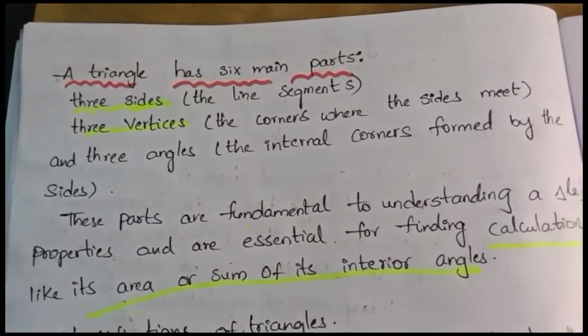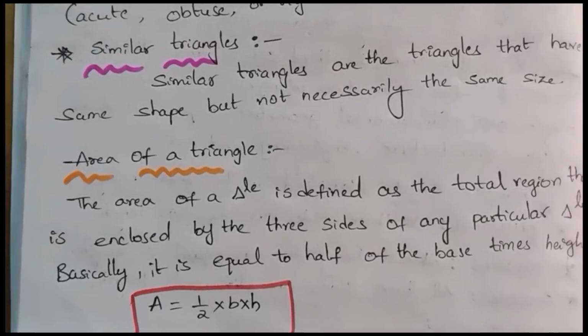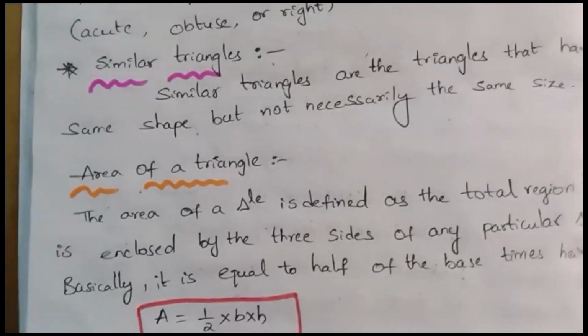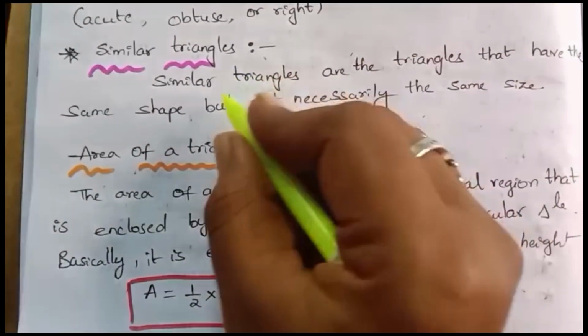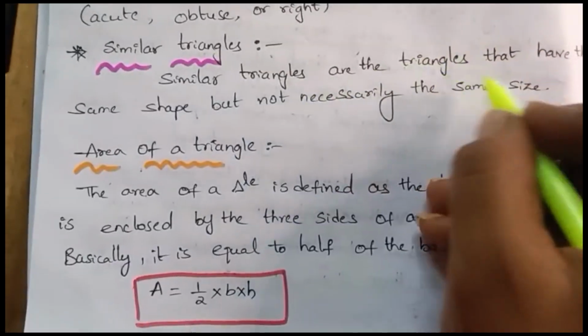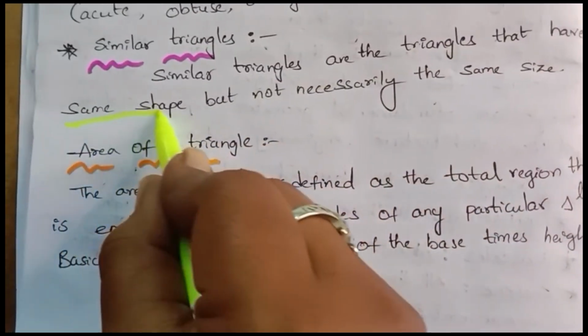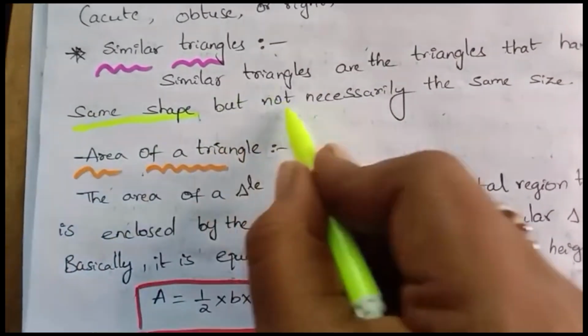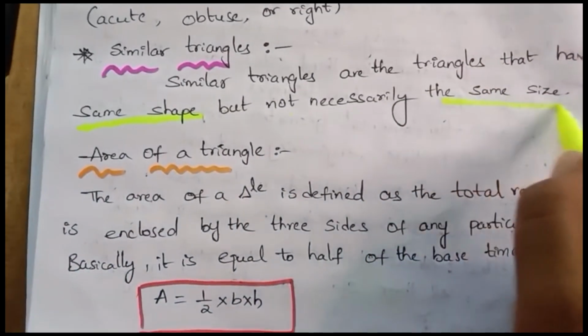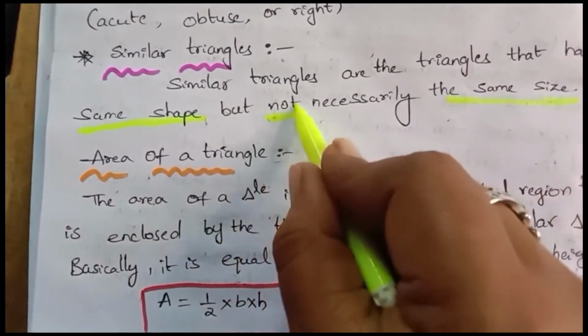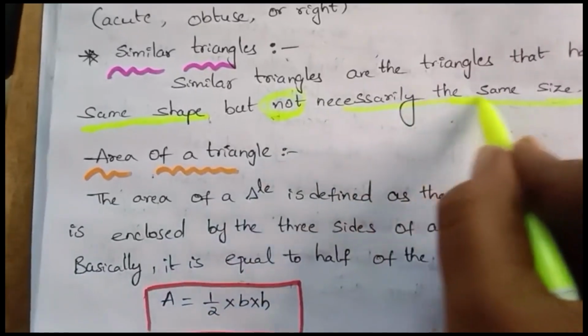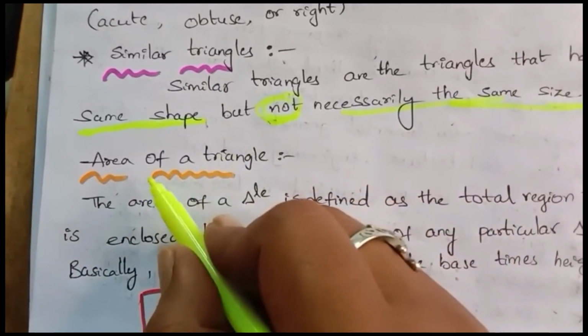And next we have the topic about similar triangles. What are similar triangles? Look here, similar triangles are triangles that have the same shape, but not necessarily the same size. Did you understand? Not necessarily the same size.